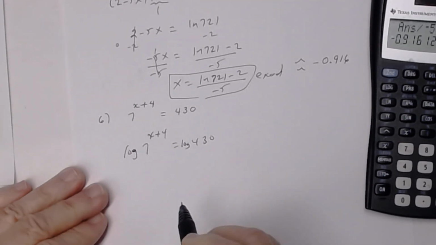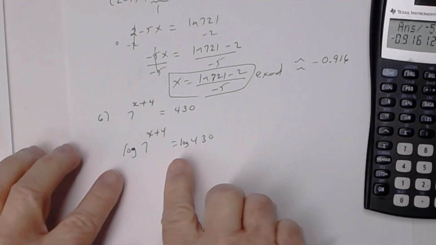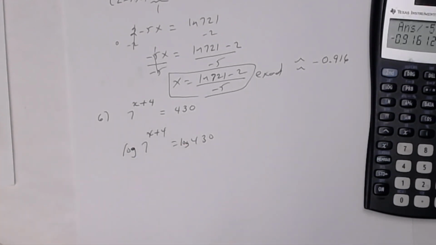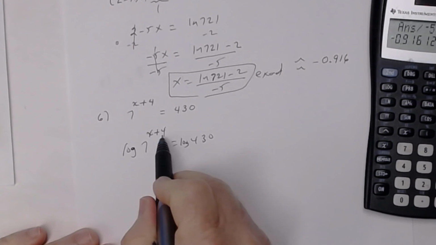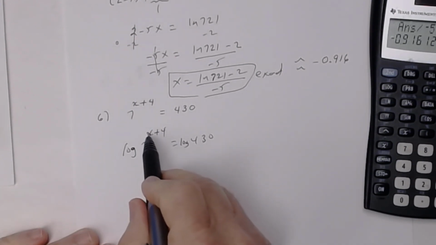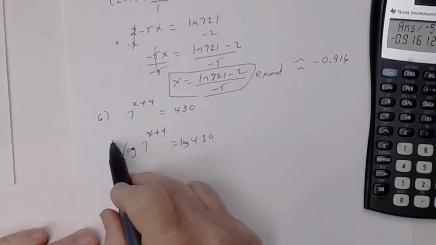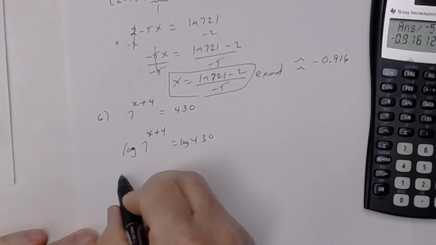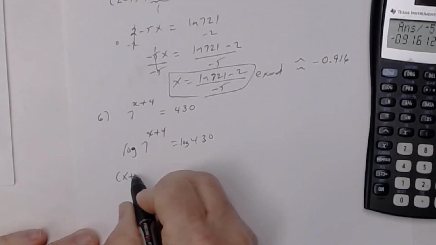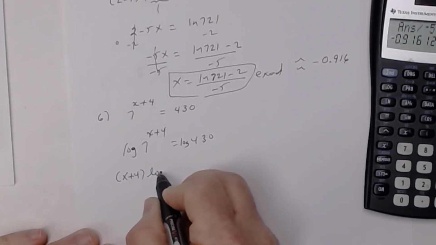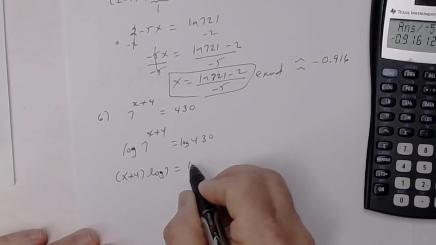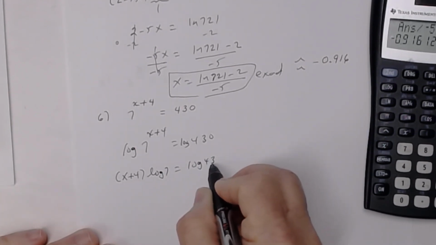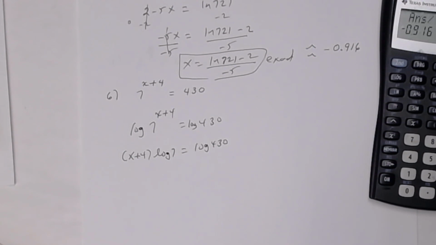So you must show that. Notice every step I'm writing, you have to show. You've got to show that you're taking the log or the natural log of both sides. Then you have to show the fact that you're going to use the power rule now. So I'm going to rewrite this exponent as a product. It's going to be, in parentheses, x plus 4, times the log of 7, equal the log of 430. So that's your next step.